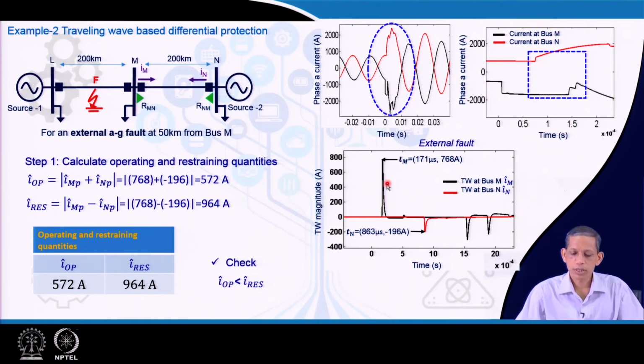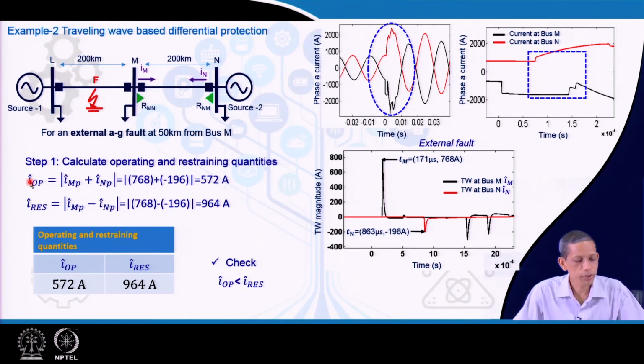Now, coming to this, we see that the corresponding wave at the M end becomes positive because it is coming from this side, as already explained, and for the N end it becomes negative, and that is what you observe, the positive peak and the corresponding negative peak. So, the first peaks of the two ends are of opposite sign. That sign also says that the fault is not internal, it is external.